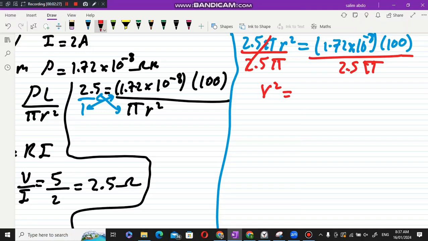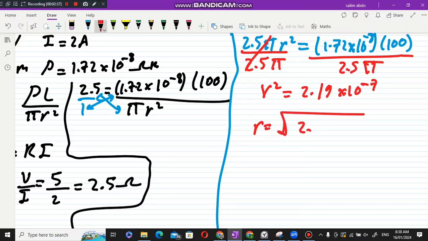So radius squared is equal to 2.19 times 10 power minus 7, which means that the radius is equal to square root of that value. So 2.19 times 10 power minus 7, and it will be equal to 4.67. We can round it to 4.7. So 4.7 times 10 power minus 4 meters.